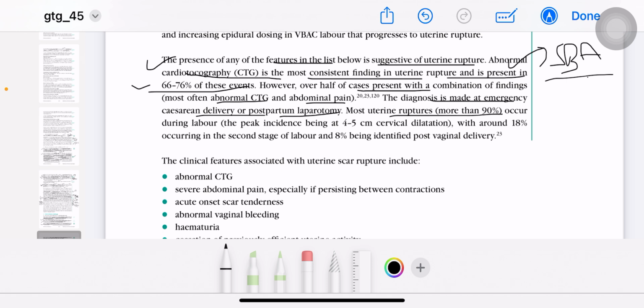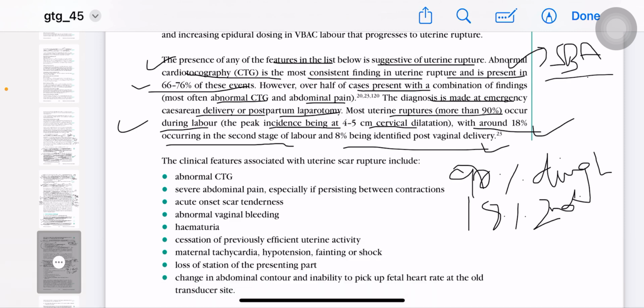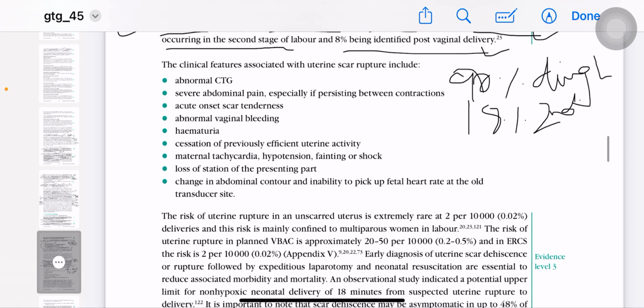Most uterine ruptures, more than 90%, occur during labor, with the peak incidence at 4 to 5 centimeters of cervical dilatation, around 18% occur in the second stage of labor and 8% are identified post delivery. So these are important: more than 90% during labor, 18% in the second stage, and 8% after delivery.